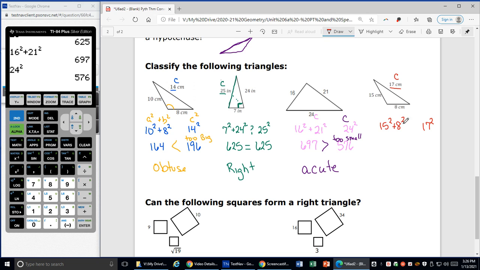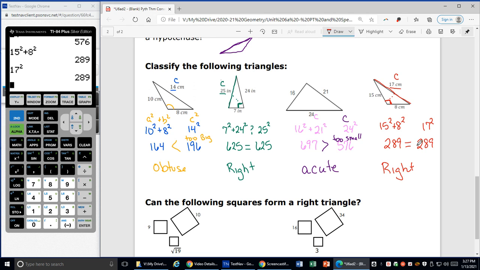So let's see. 15 squared plus 8 squared gives me 289. 17 squared also gives me 289. So even though, again, this picture does not look even close to right, the two sides are equal, which means this is a right triangle. This 17 is indeed a hypotenuse, which means the angle back across from it is a right angle, even though it doesn't look like a right angle. It is a right angle, okay?